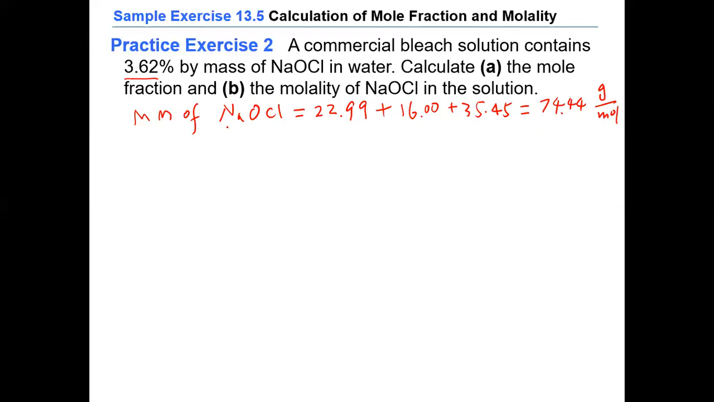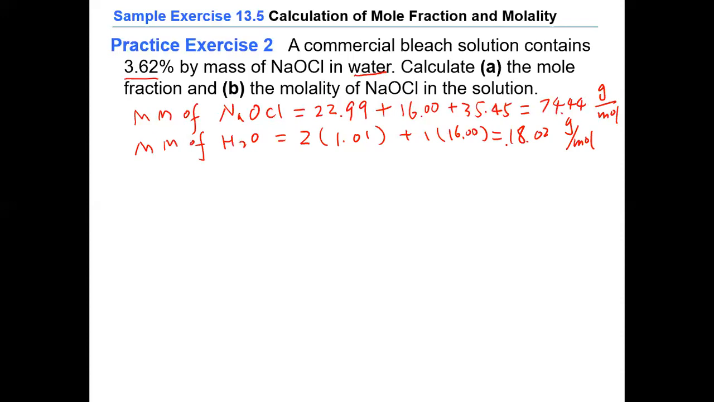And obviously we have water. Water is our solvent, and I also need to know the molar mass of H2O. We have 2 H, so 2 times the molar mass of hydrogen, which from the periodic table is 1.01. Then we have one oxygen, 16.00 again. So we get 18.02 grams per mole.